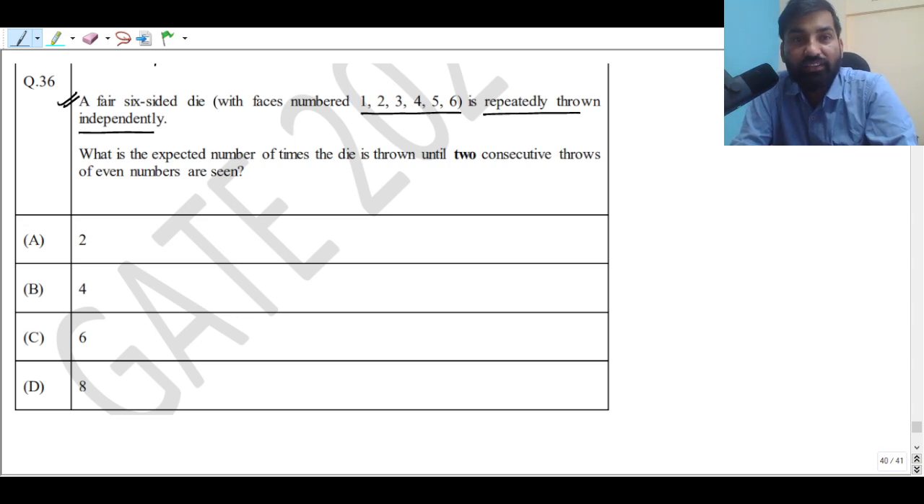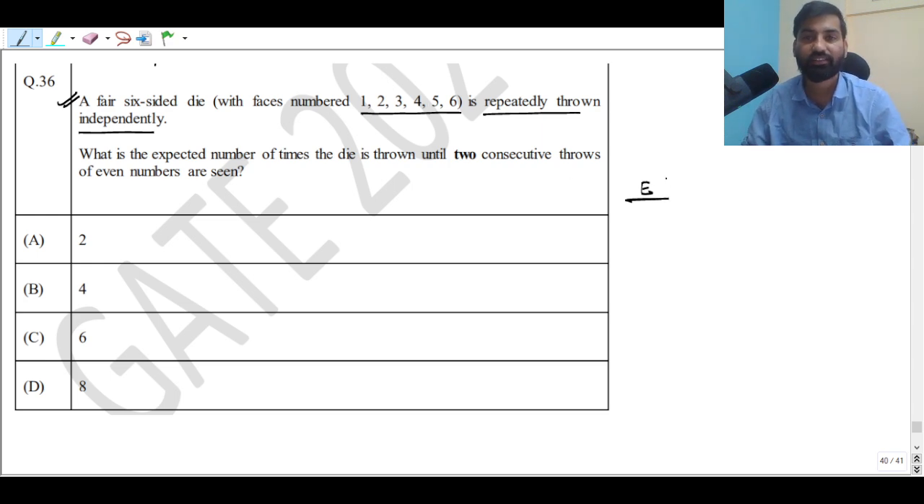Now the question is, what is the expected number of times the die is thrown? You have to find the expectation, or the average number of times you have to throw the die, until two consecutive throws of even numbers are seen. So you have to get an even number in two consecutive throws. Suppose you are throwing a die and you got one even number here. Even numbers can be 2, 4, 6. Again you throw a die and you get an even number here.